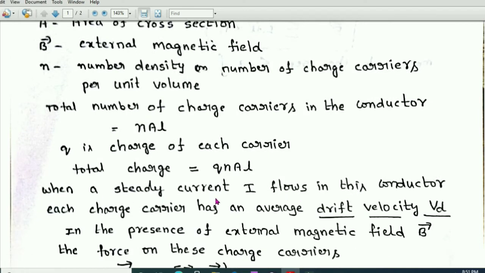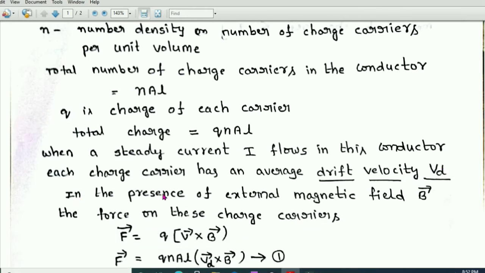When a steady current I flows in this conductor, each charge carrier has an average drift velocity. We have already discussed the concept of drift velocity: in the presence of an electric field, charge carriers move with an average velocity called drift velocity. When current I flows, each charge carrier travels with a velocity Vd, the drift velocity.